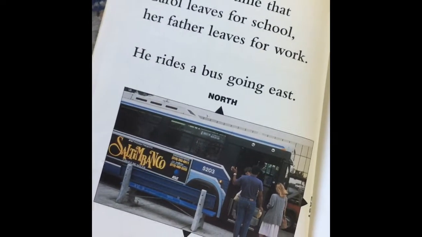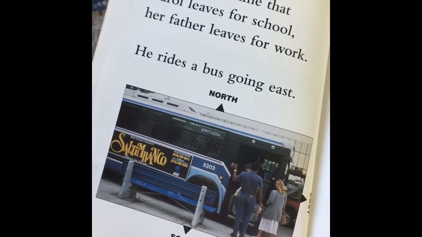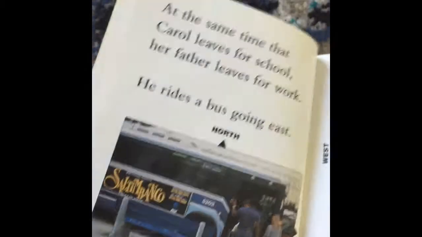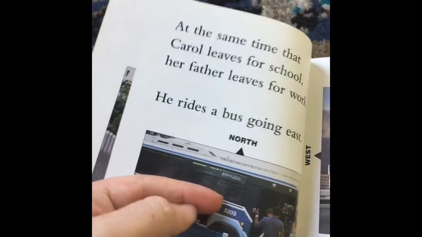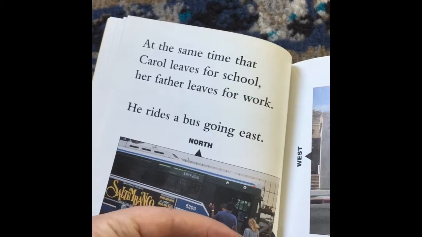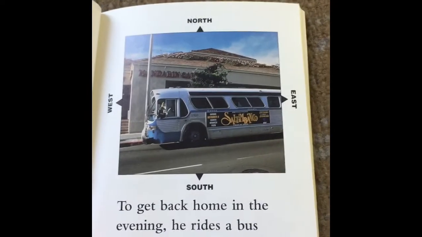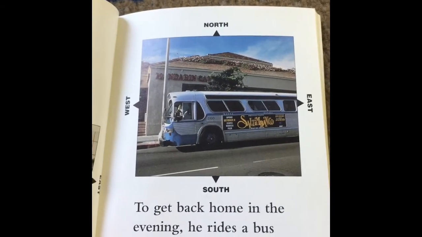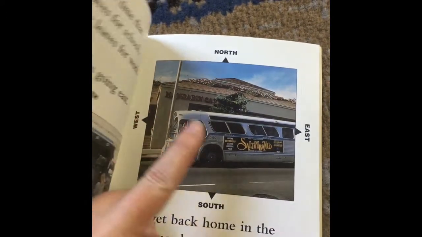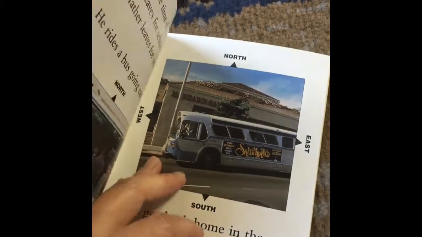At the same time that Carol leaves for school, her father leaves for work. He rides a bus going east. This bus is going this direction. That's east. To get back home in the evening, he rides a bus going west. Look, it's headed back the direction that he came, to the west.